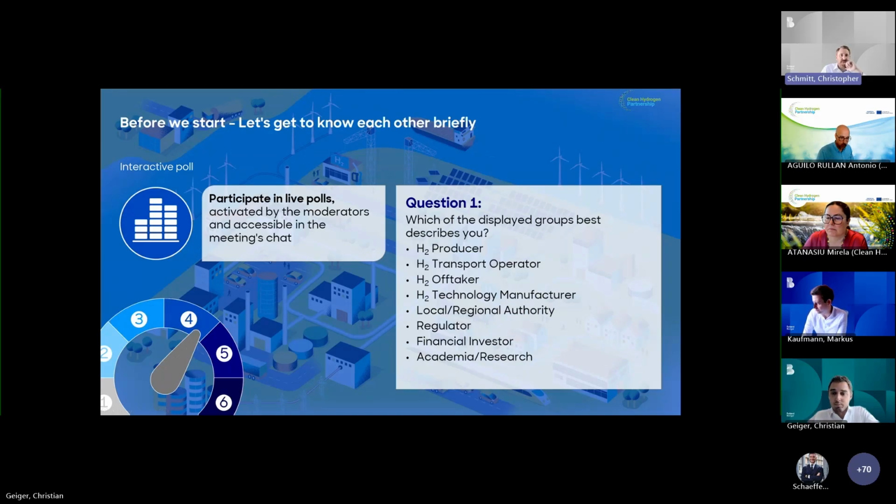Before we start, of course, it's also interesting for us to learn a bit about who it is that dialed in and what kind of spread we have across different types of players in the hydrogen ecosystem. So we'd like you to take a minute to place yourself and choose, in the window that just popped up, which of the following groups best describes you: hydrogen producer, transport operator, off-taker, technology manufacturer or OEM, local or regional authority, regulator, financial investor, or are you rather from the academia and research space?